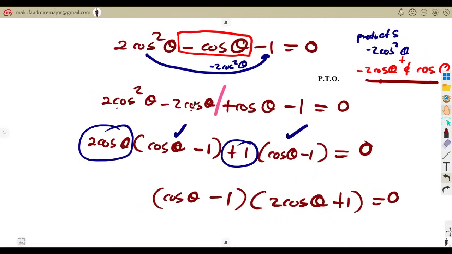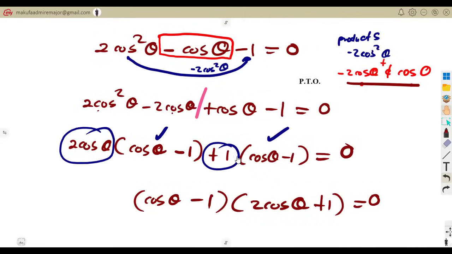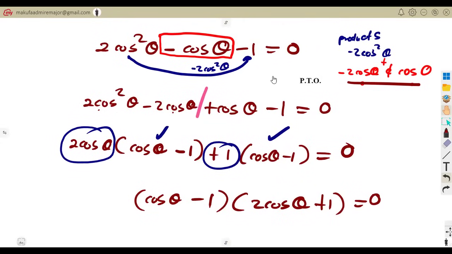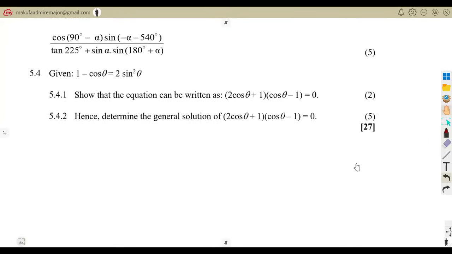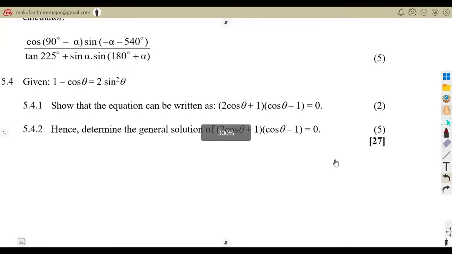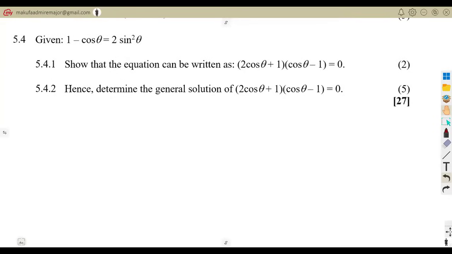You can even use other ways. There are so many ways, guys, as you consider your factorization of quadratic expressions. Nothing has changed. You still use that concept of your quadratic expressions. All right, so as we can see, guys, after factorizing, you are going to obtain exactly these two brackets that we see there. Then from there, hence, determine the general solution of a cos.